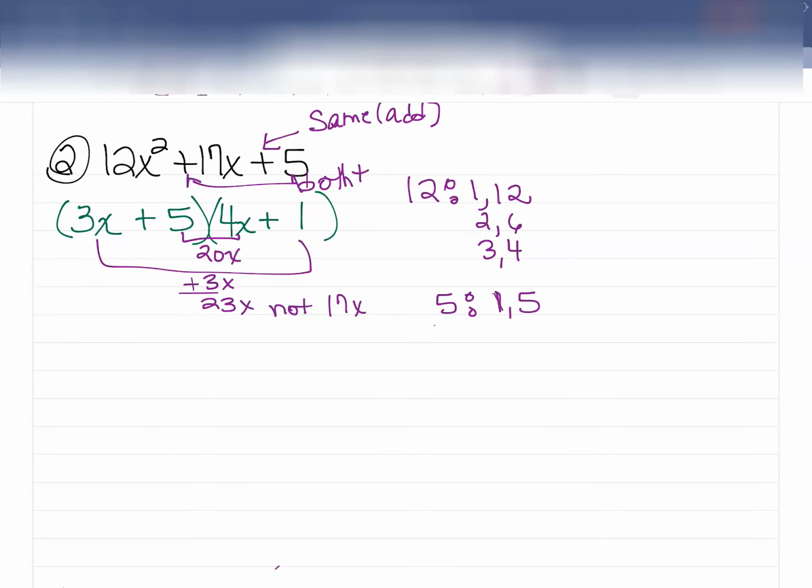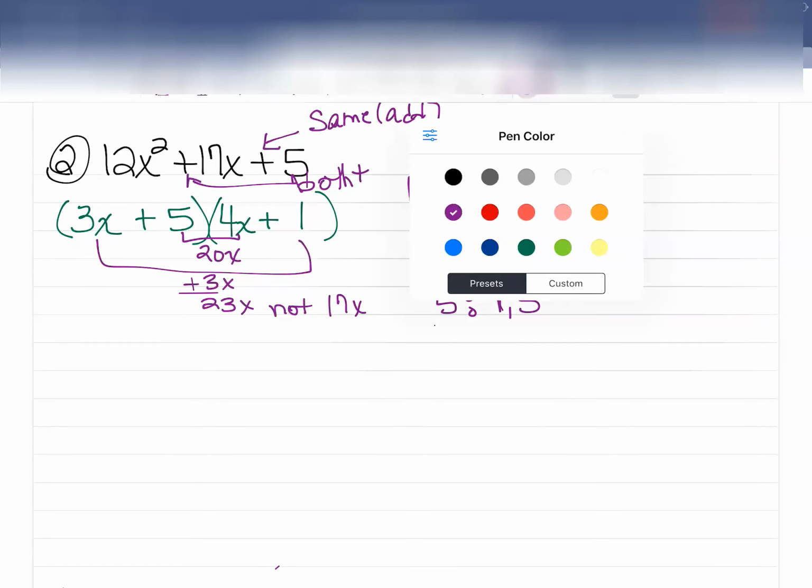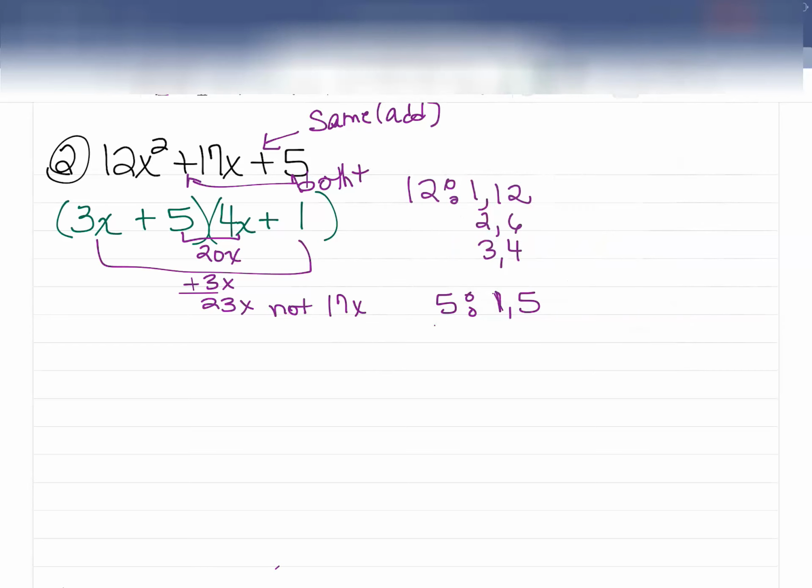So I'm going to reverse the order. If I want, I can reverse the order of the back one, but to stay consistent with what we were doing before, I'm going to reverse the order of the front ones. I'm going to put the 4x up front and the 3x in the back and leave the 5, then the 1 for the back half of the parentheses in the same order it was before.